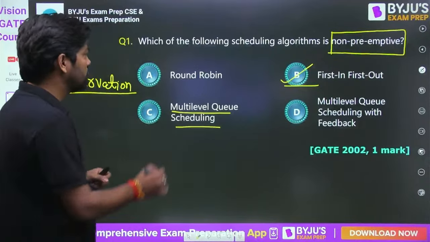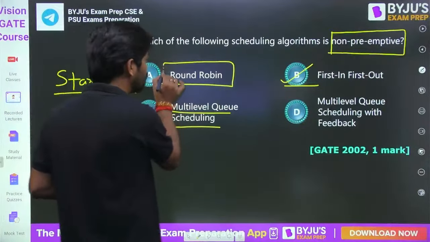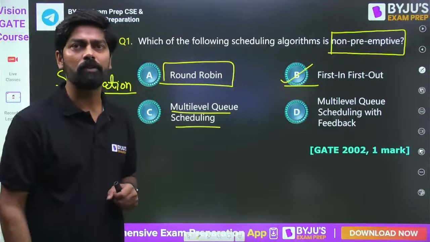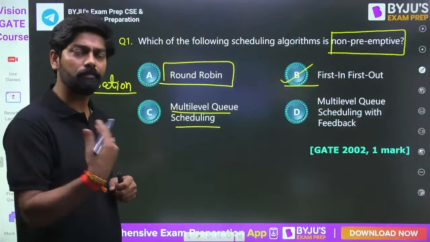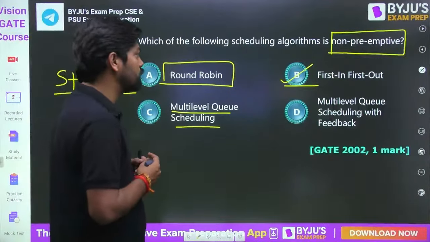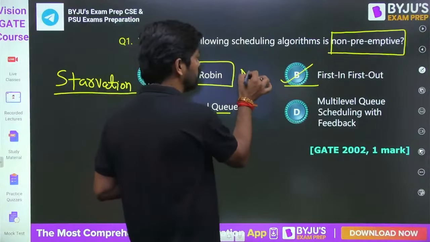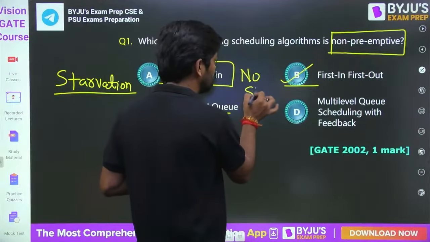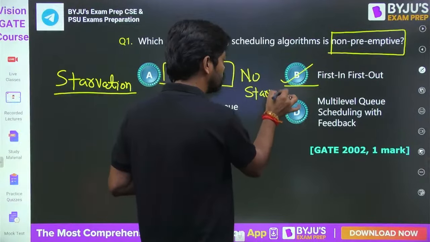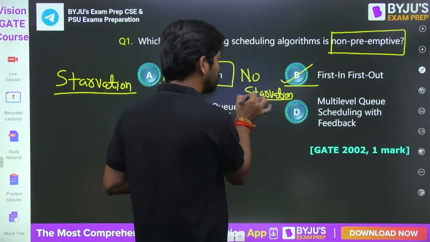See clearly. So round robin. I think everyone knows in round robin there is no starvation because there is a time quantum. Process will be scheduled to the CPU. So no starvation. Okay, I'm writing here, no starvation.